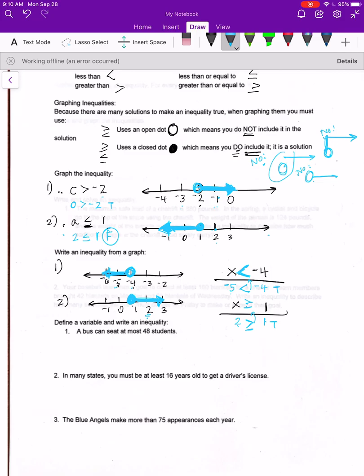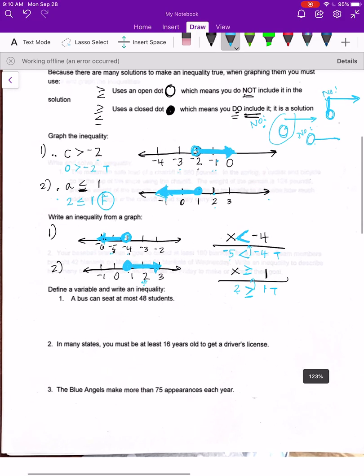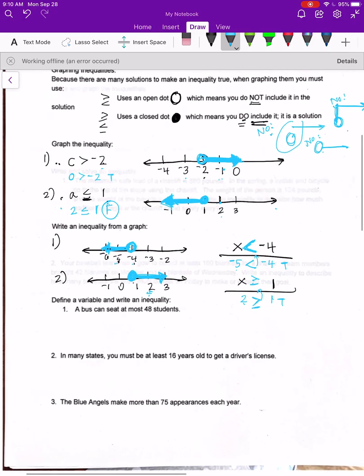Now we're going to take it up a level, and talk about defining a variable and writing an inequality. There are two things you need to do. You need to A, define a variable, and B, write an inequality. So make sure you're doing both parts.